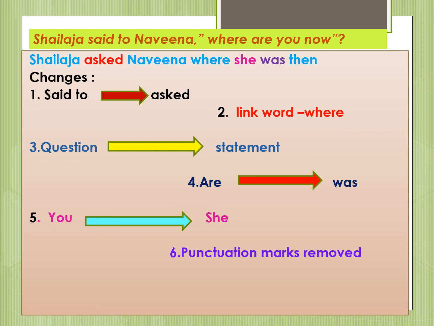Sixth change. Punctuation marks are removed. Seventh change. Nearness now changed to distance then. Students, seven changes took place here. So when a direct speech question changed to indirect speech, seven changes took place.